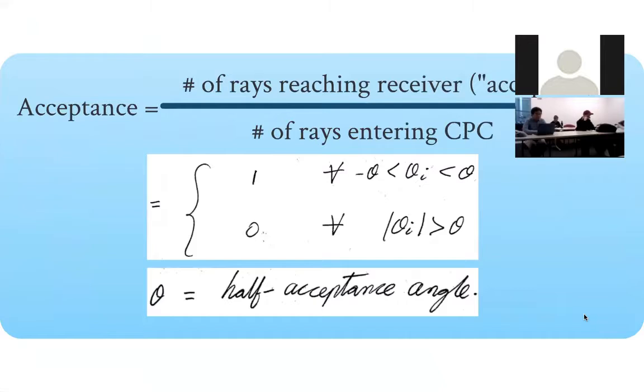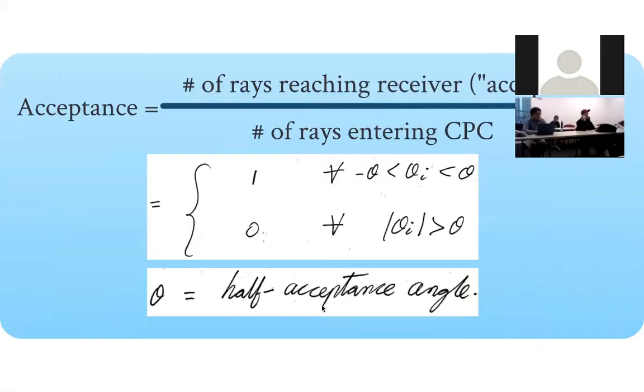So you can define this mathematically with a very simple function called the acceptance function, which is defined as the number of rays reaching the receiver, which can be thought of as the number of rays accepted, divided by the number of rays entering the CPC. And this is 100% or 1 when the input angle is within the acceptance angle cone, minus theta to theta, and it's 0 if it's larger than the acceptance angle.